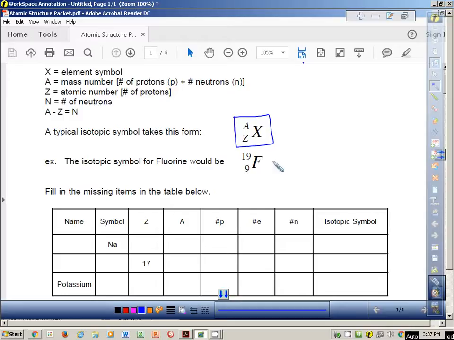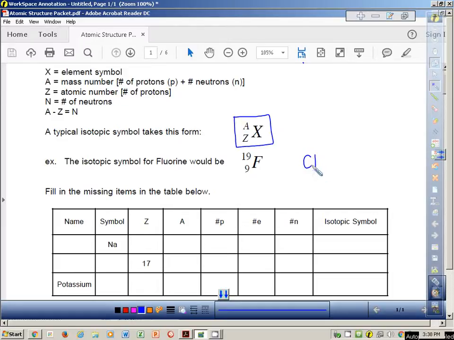Okay, so here's an example of the isotopic symbol for fluorine. It has 19 as the mass number, 9 as the atomic number. Both of those came from the periodic table. So on the periodic table, again, you're going to have to round your mass number. If I look at the periodic table in front of me, it says that fluorine's is 19.00. So that one's kind of easy.